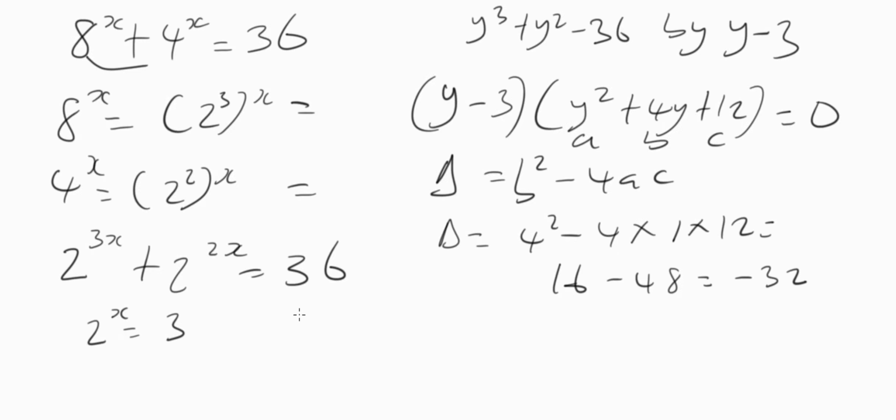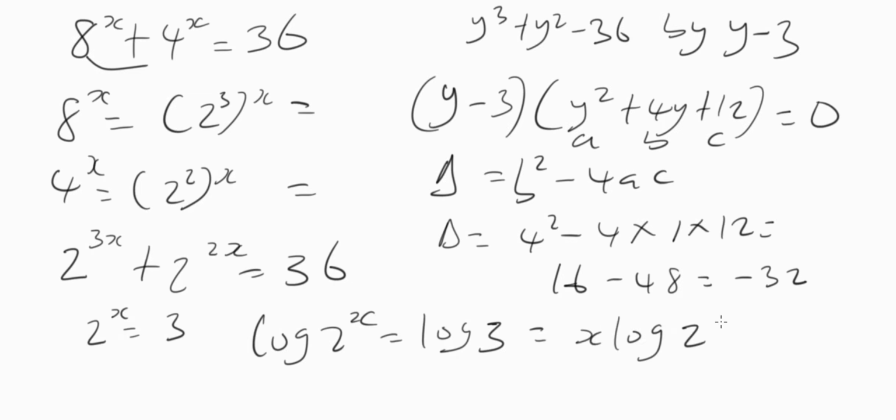So this will be log 2 to the power x equals log 3. Okay, using the power rule, once you move this exponent, it will come to the front of this log. This will give you x log 2 equals log 3. As usual, this log is in base 10. Now to make it straightforward, divide both sides by log 2.